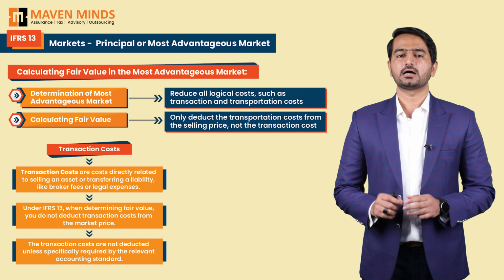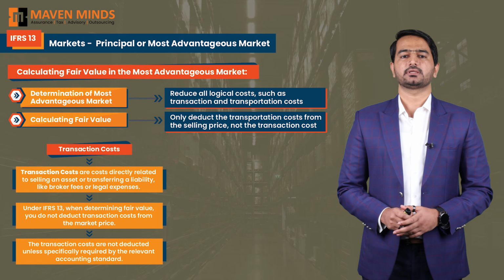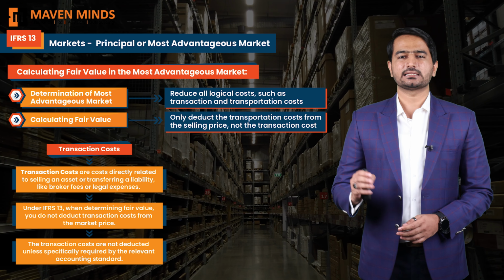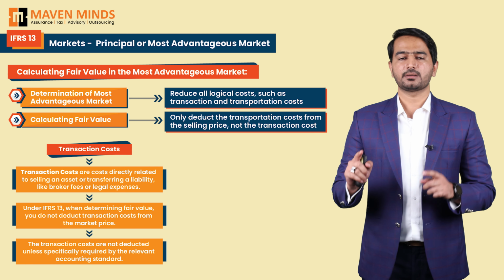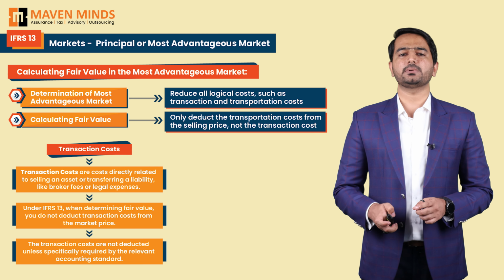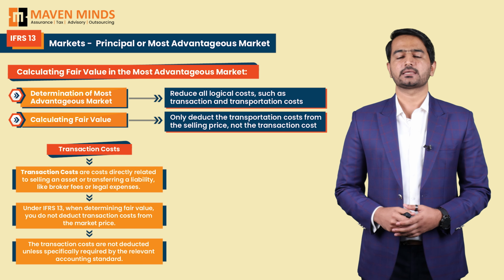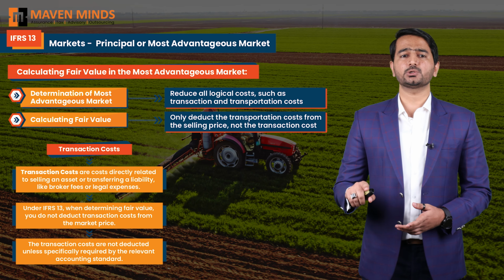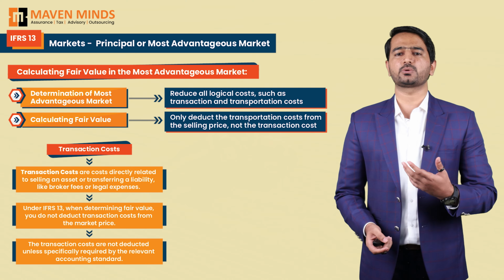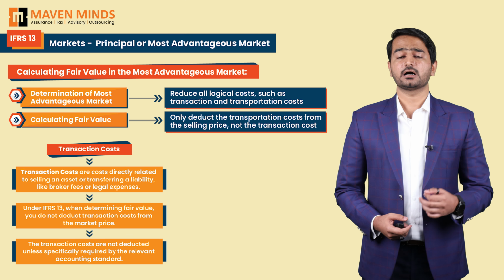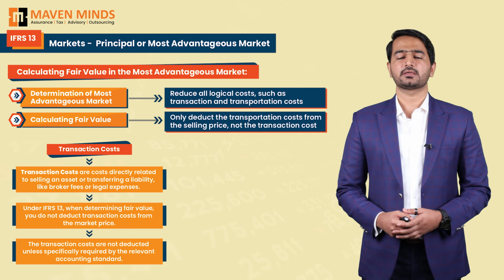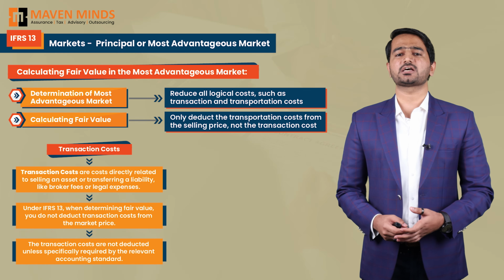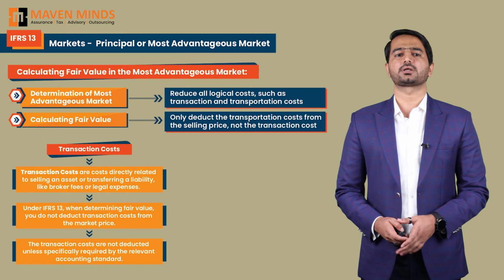For example, IAS 2 Inventories. The net realizable value or NRV is calculated as the estimated selling price minus the cost to complete and the cost to sell. Similarly, IAS 41 Agriculture might include transaction cost in their fair value consideration, but IFRS 9 Financial Instruments, IAS 16 Property, Plant and Equipment, and IAS 40 Investment Property generally do not.